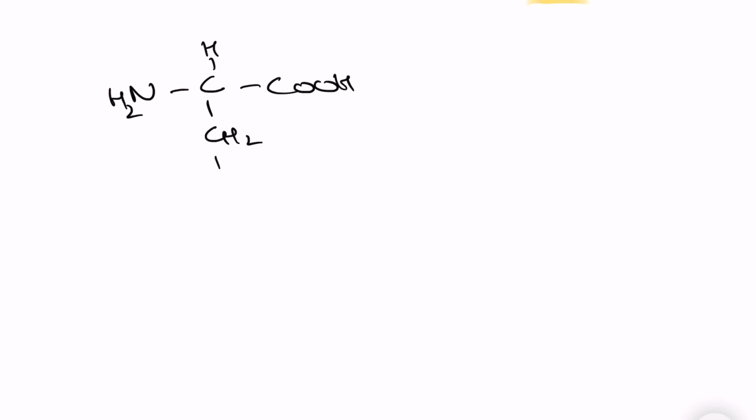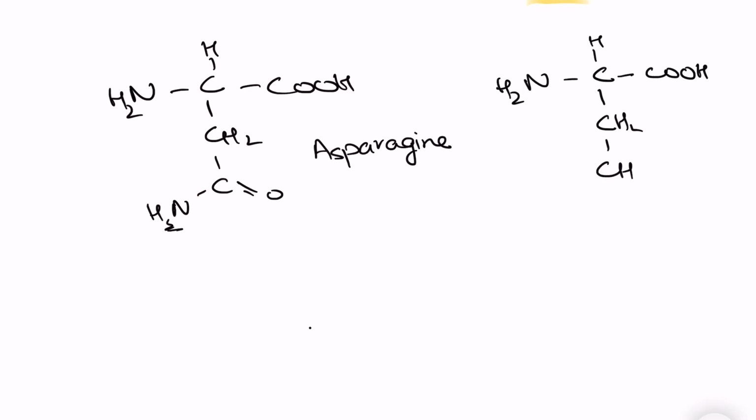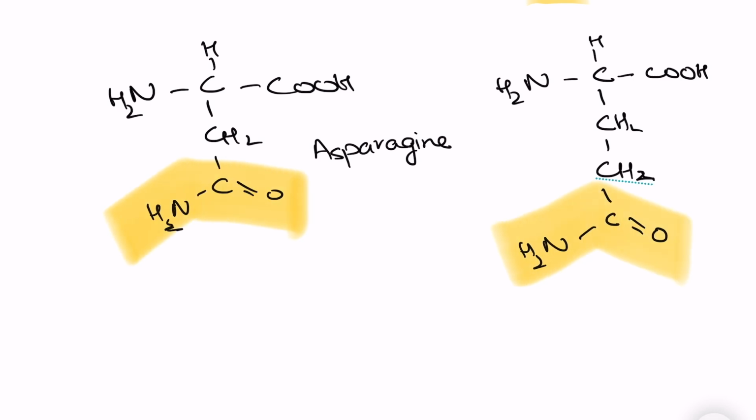Then there are some amino acids like asparagine and glutamine whose side chains are polar but uncharged. These types of amino acids tend to stay together in a polypeptide chain by hydrogen bonding.